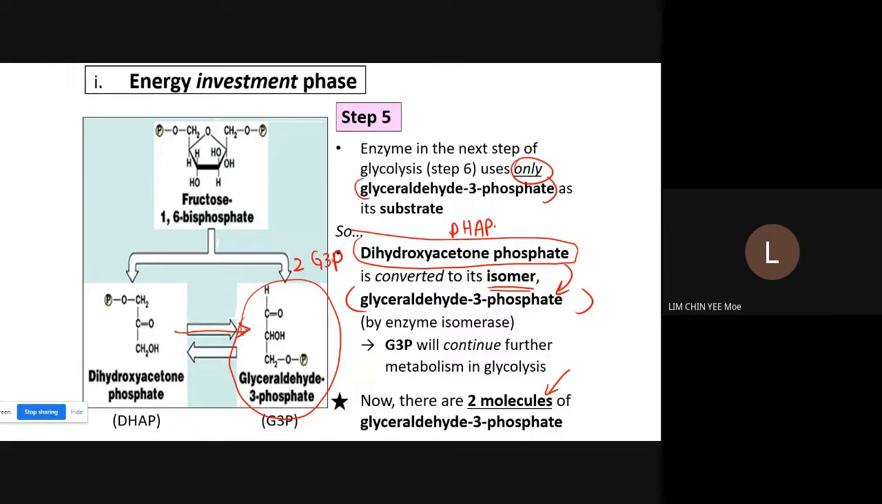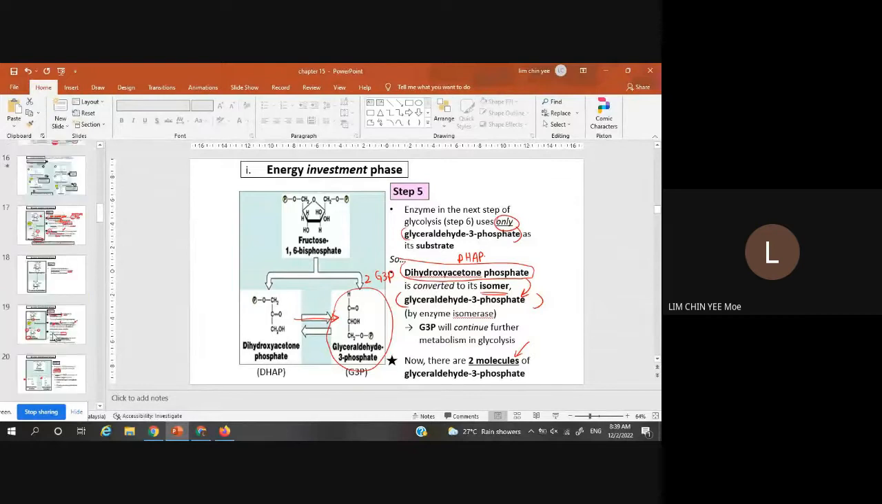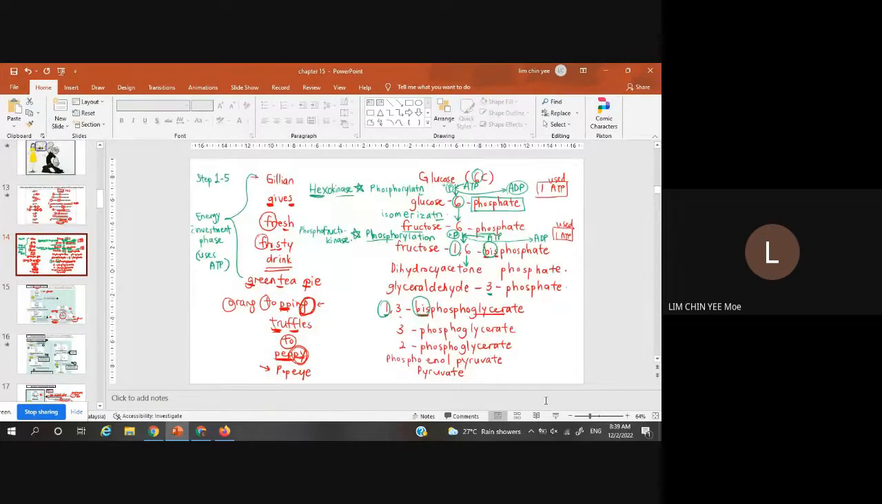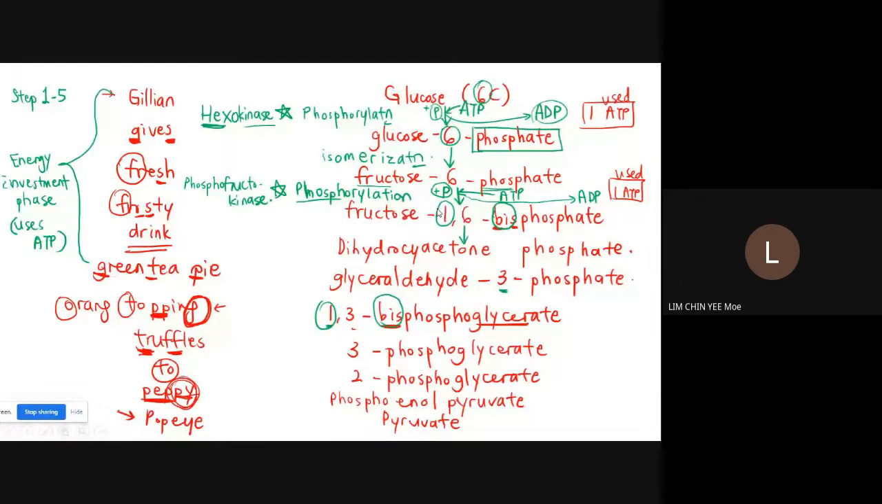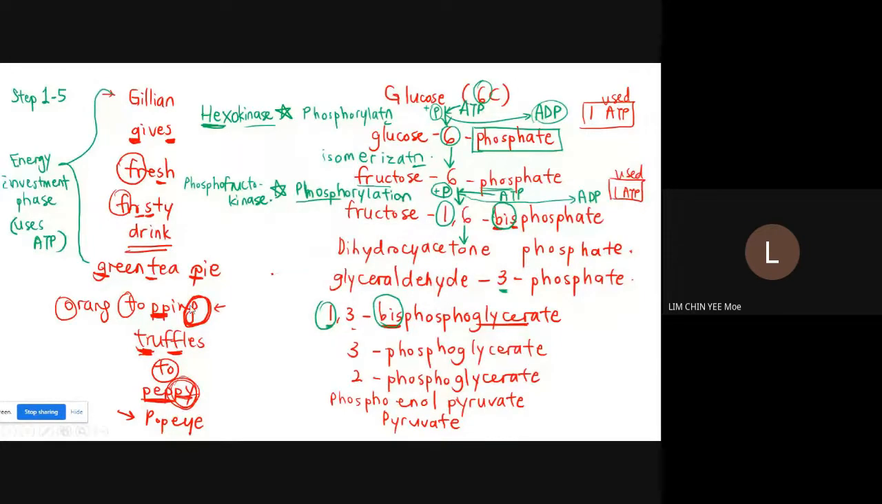Step 1 to step 5, any question? No, miss. No? Make sure you remember the name first, then only you start remembering the process as well as the enzyme. Memang senang je kalau you kaitkan nama dengan proses dia. And after that, we will use the name to remember the following steps in energy payoff phase.